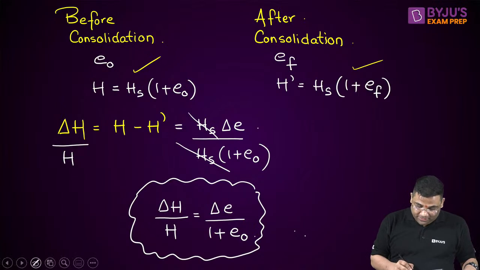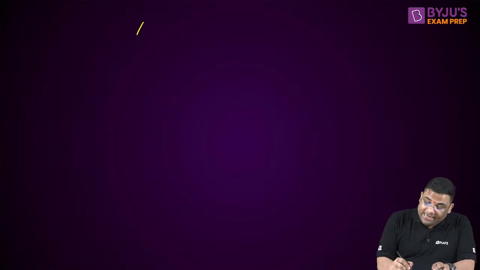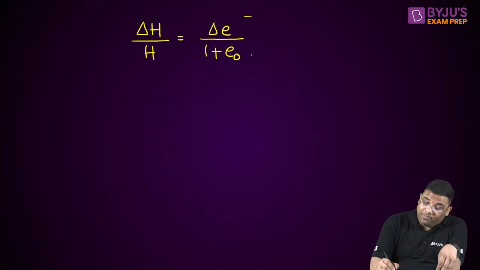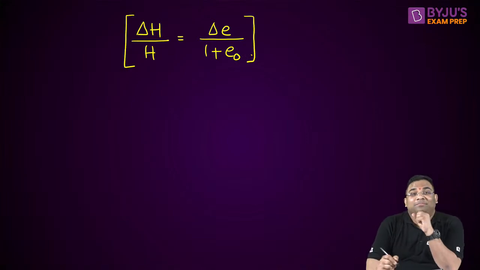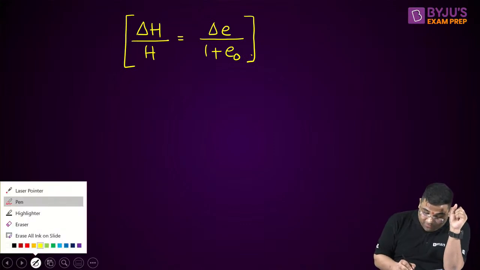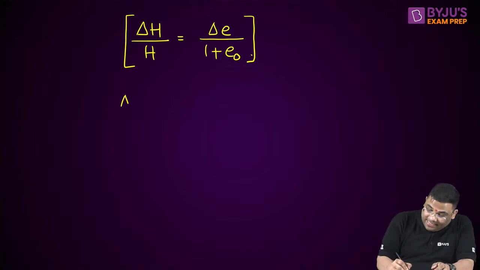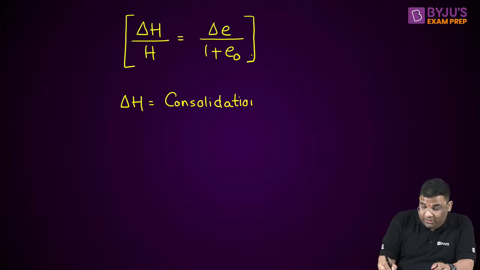So I will write down this equation just once, that yes, delta H by H is equal to delta e by 1 plus e naught. A lot of questions are solved from this particular equation only. Okay, and this equation forms the basis of our future studies also. Right? Now tell me, this delta H is what? It is your consolidation settlement. And now when I'm talking about consolidation settlement, I'm talking about primary consolidation only. Okay, so this is your consolidation settlement.